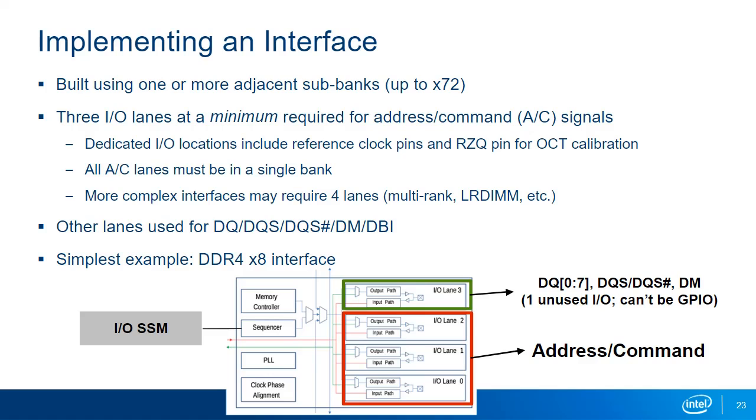data bus inversion pins. In the example interface shown here, the address and command signals occupy I/O lanes 0 through 2, and the 8 DQ pins, the DQS pins, and the DM pin are assigned to lane 3. Use the reports generated by the EMIF IP, discussed later, to know exactly which pins to use. The remaining pin in I/O lane 3 cannot be used as a GPIO.